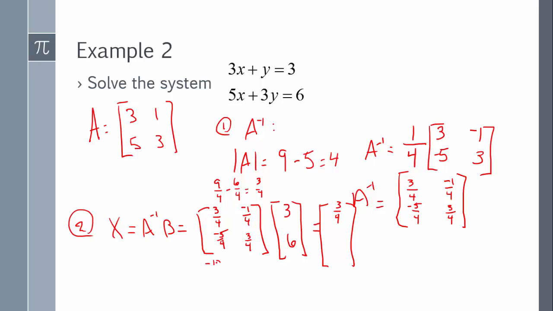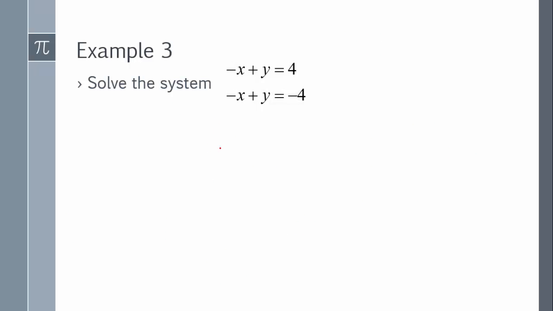-5/4 times 3 is -15 over 4. 3/4 times 6 is 18 over 4. I believe that also adds to 3/4. So it looks like X is 3/4 and Y is 3/4 is going to be the solution to this system. All right, let's look at one more. This is an interesting one. -x plus y equals 4. -x plus y equals -4.